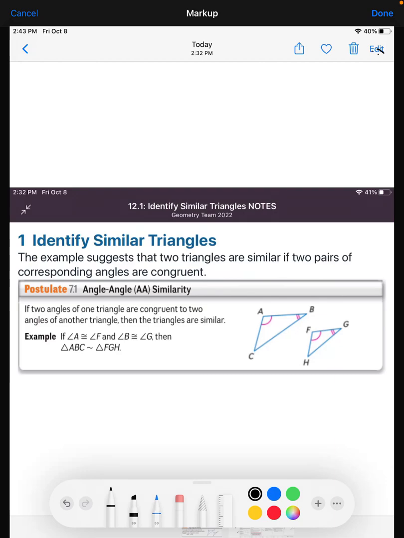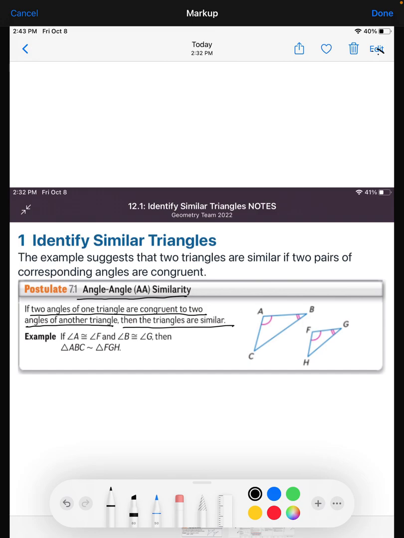In this video, we'll look at another way to identify similar triangles. That way is angle-angle similarity, which says that if two angles of one triangle are congruent to two angles of another triangle, the triangles are going to be similar.